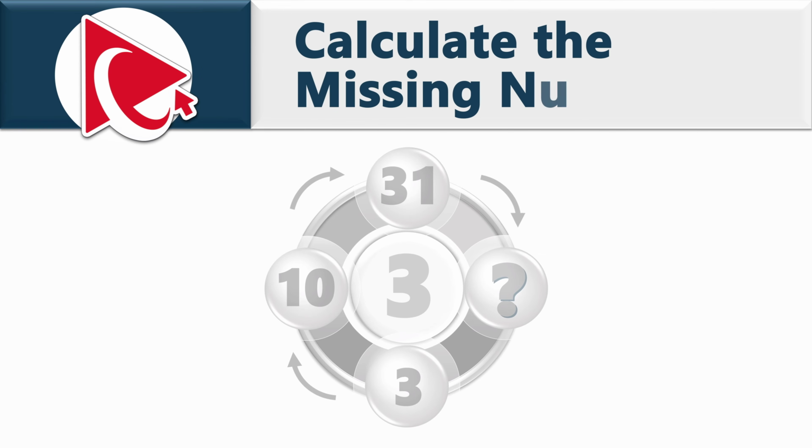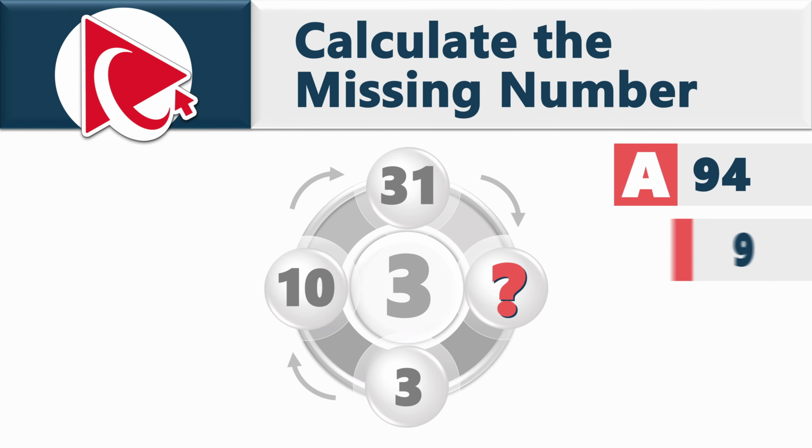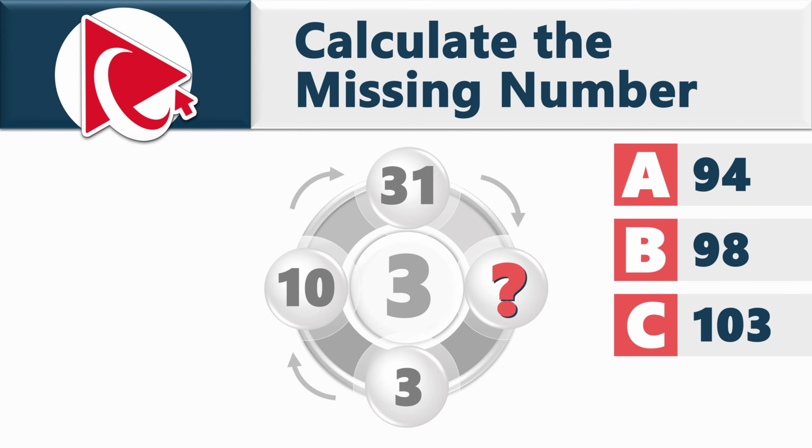You're presented with a cool shape. The shape has 4 numbers and the 5th number is missing. You need to calculate the missing number and select it out of 4 possible choices. Choice A, 94, choice B, 98, choice C, 103, and last but not least, choice D, 105.